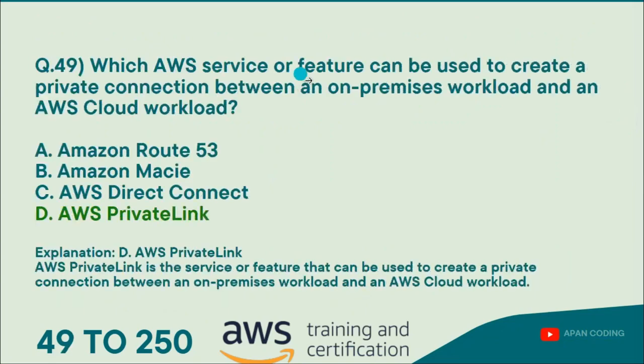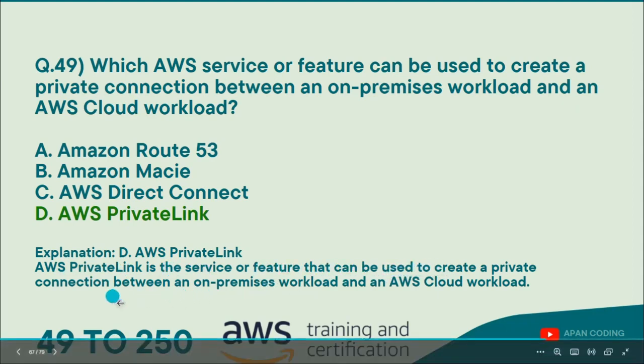Which AWS service or feature can be used to create a private connection between an on-premises workload and an AWS Cloud workload? Option D, AWS PrivateLink. AWS PrivateLink is the service that can be used to create a private connection between an on-premises workload and an AWS Cloud workload.